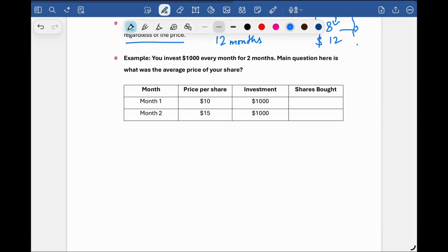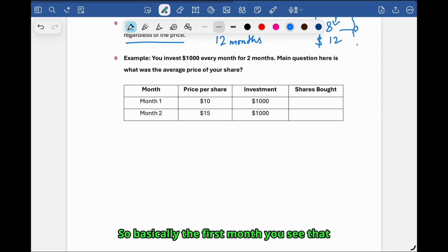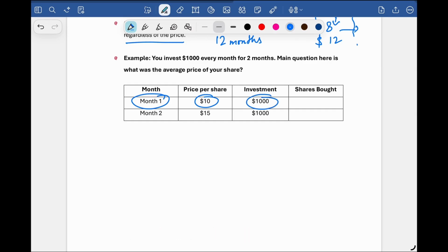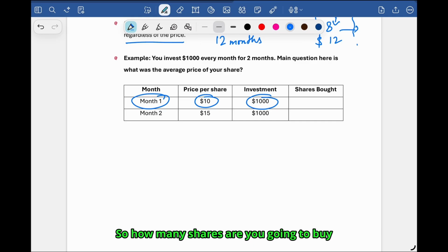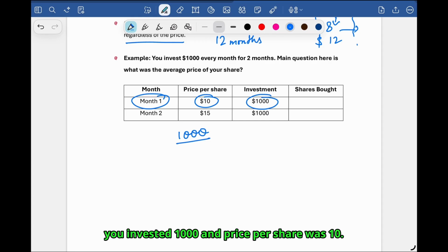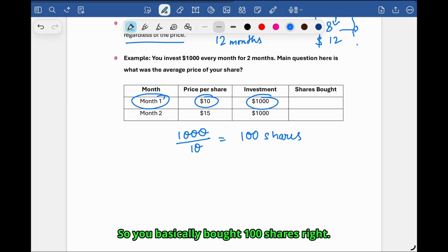Basically, in the first month the price of the share was $10, right? And how much do you invest? 1,000. So how many shares are you going to buy? You invested 1,000 and the price per share was 10, so you bought 100 shares, right? So I'm going to write here 100 shares. You bought 100 shares.